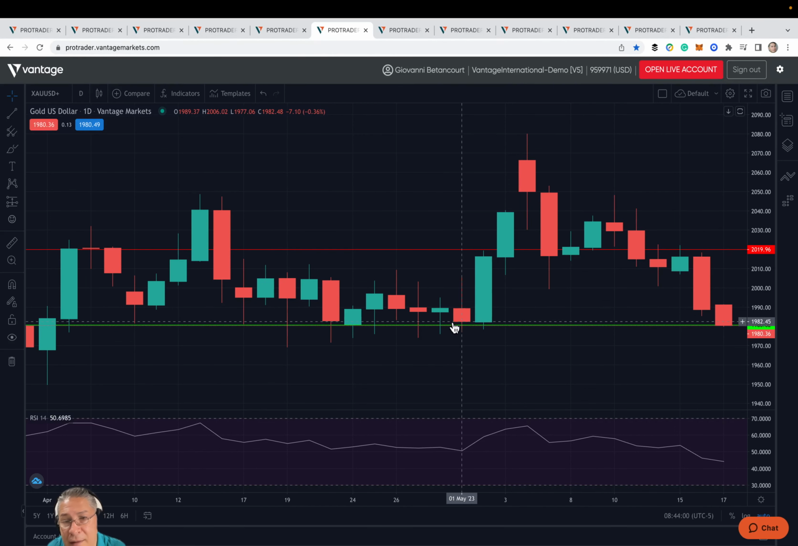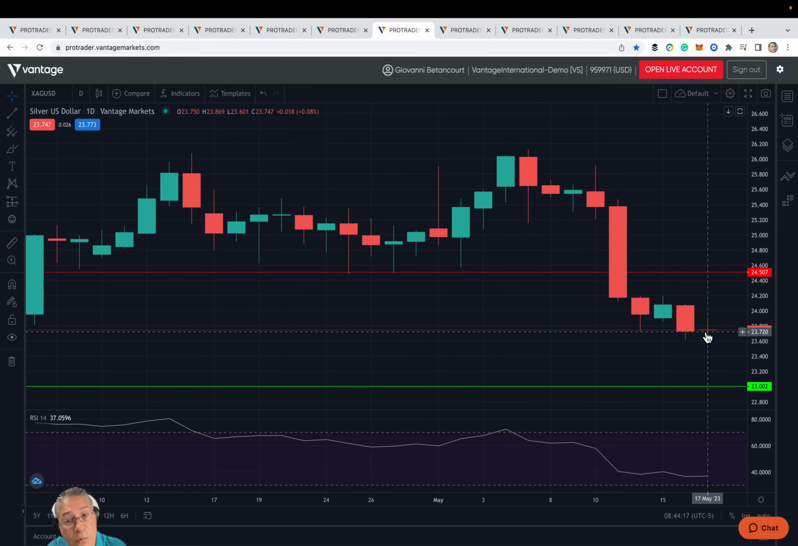We are in a daily chart, so you could probably want to change time frames. But as for now, I'm looking that this level could be a level of support, and let's see if we could find some buyers around this level.